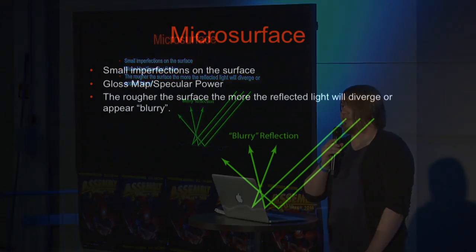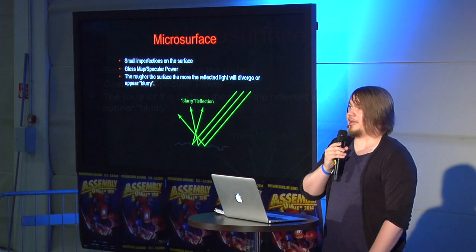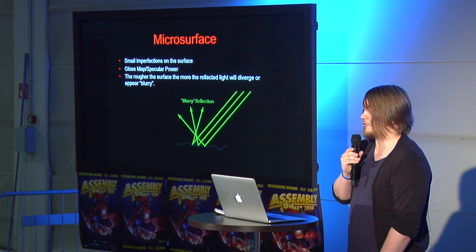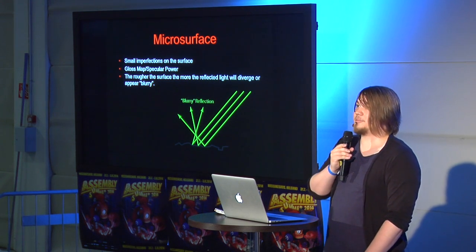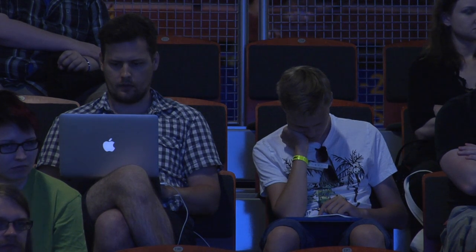But again, that was for all smooth materials. Not all materials are smooth. So we have this thing called microsurface, which is basically the small imperfections on the surface. It's something that you can't really see with your plain eyes, so it's hard to define what it really is. But basically, the rougher the surface is, the more the reflected light will scatter around and appear more blurry. And again, this is not really a new concept. We have been using gloss maps and specular maps in the traditional systems as well.